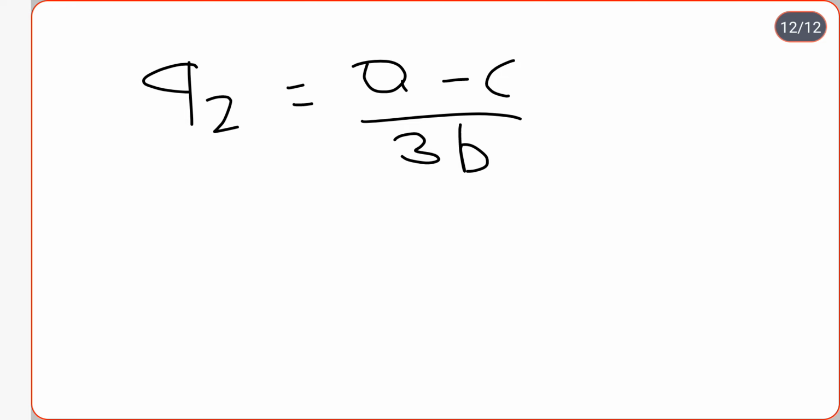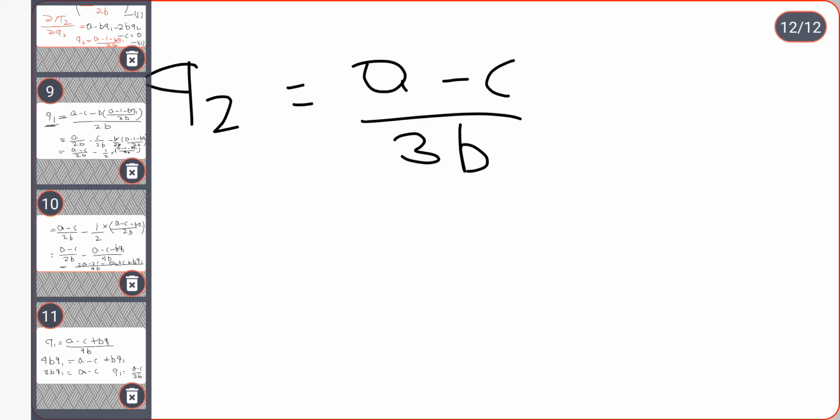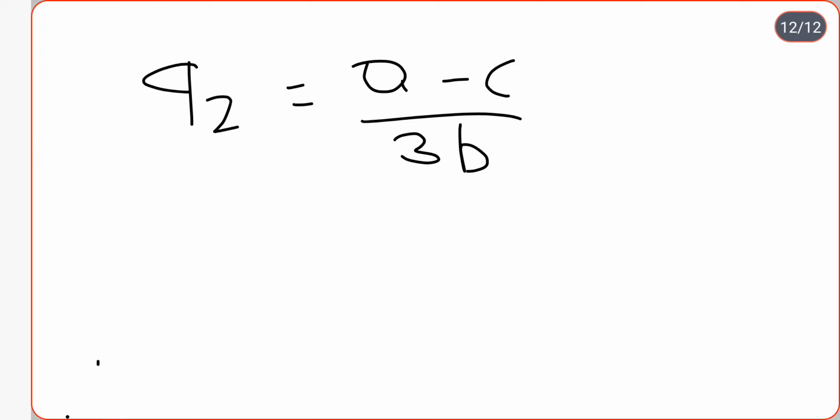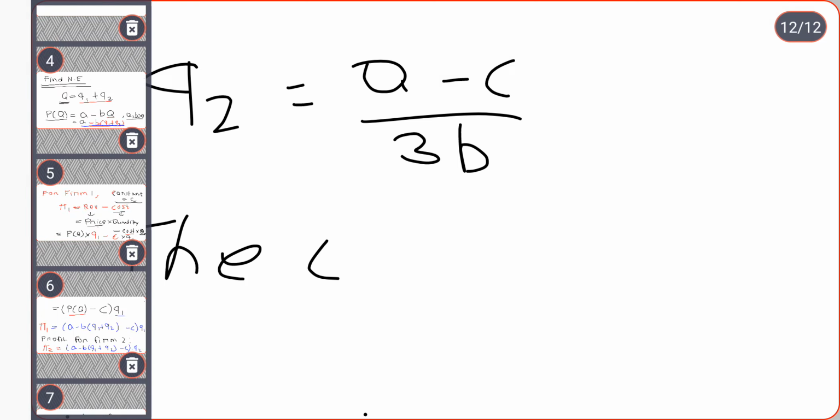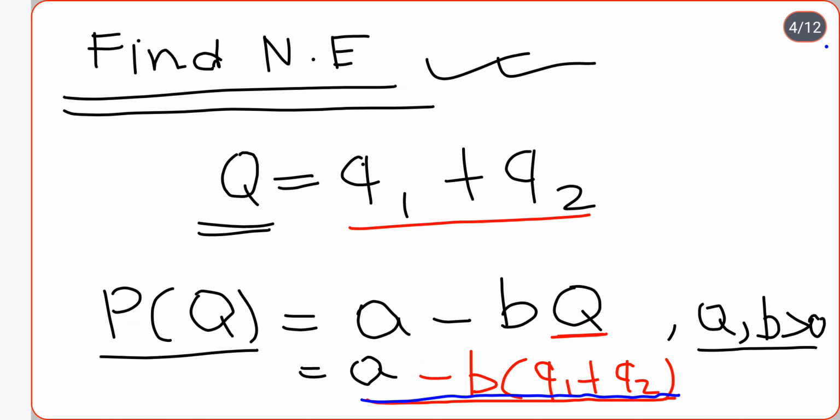I haven't skipped any step in the previous equation. I really wanted to show the calculation. I could have written a minus c by 3b directly, but I wanted to show it so that it becomes easier. So the Cournot-Nash equilibrium quantities that we are trying to find out here, this is the condition.